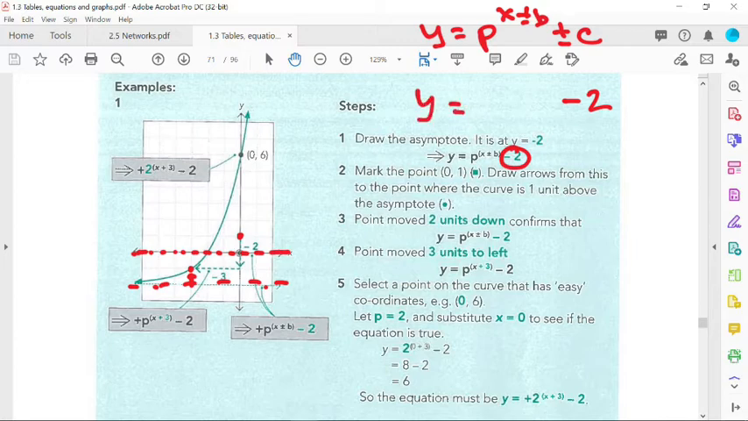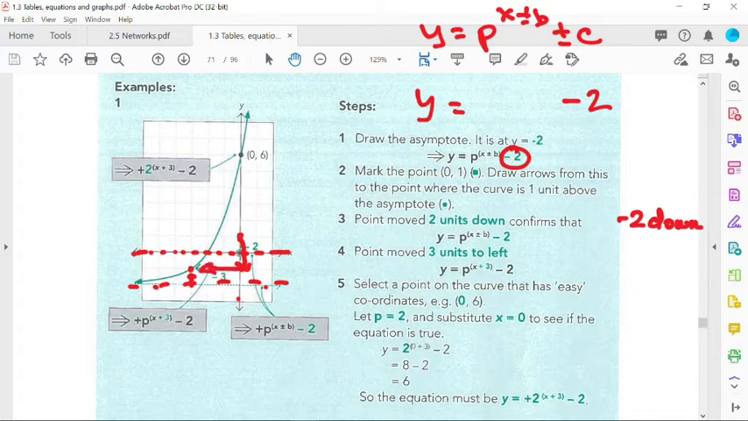We have y equals. Now, we're going to mark the point 0, 1. You're going to draw arrows from that to the point where the curve is 1 unit above the asymptote. So you've got to go down how many units in this case? Down 2 units, right? So it's 2 units down. But we already knew that. Why? Our asymptote is 2 units down from 0. So that's shift down 2 units, that's our C. Our asymptote tells us that anyway.